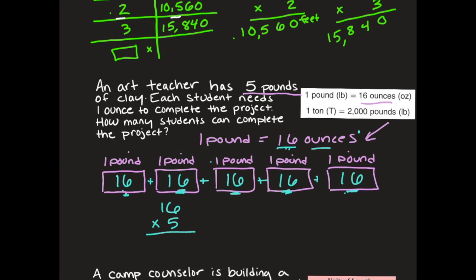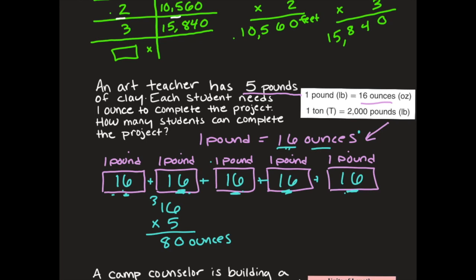5 times 6, carry my 3, 30. 5 times 1 is 5, plus 3 is 8. So my answer is 80 total ounces. So 5 pounds, 1, 2, 3, 4, 5, when we convert them into ounces, equals 80 ounces.